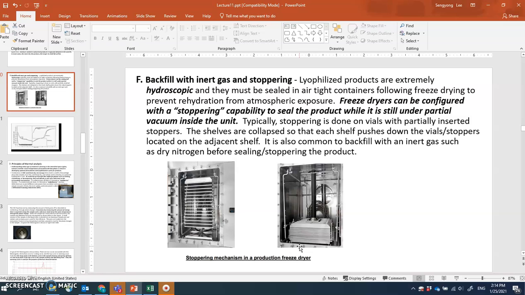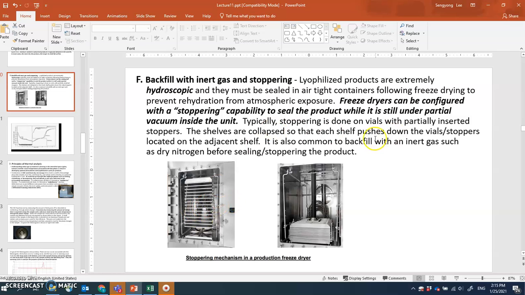Okay, so lyophilized drug products are extremely hygroscopic. Hygroscopic means that they love to bind with water because they are all dry. So you want to remove the possibility of water getting back in, by sealing your vial, the primary container. A freeze dryer is normally configured with a stoppering capability, meaning there's a means of placing the stopper all the way in your freeze dryer. That's normally done by lowering the top plate on top of your vials.